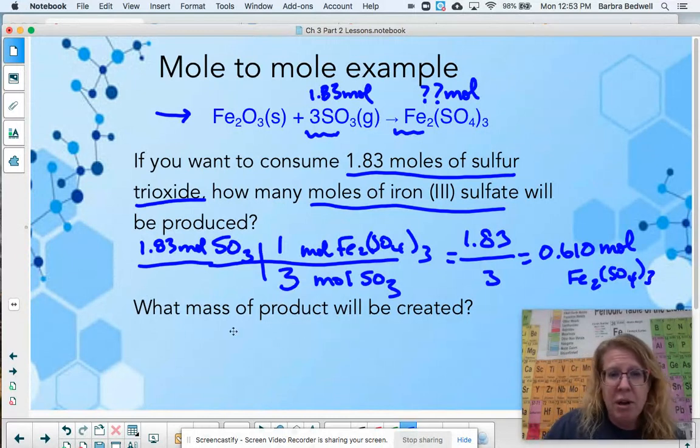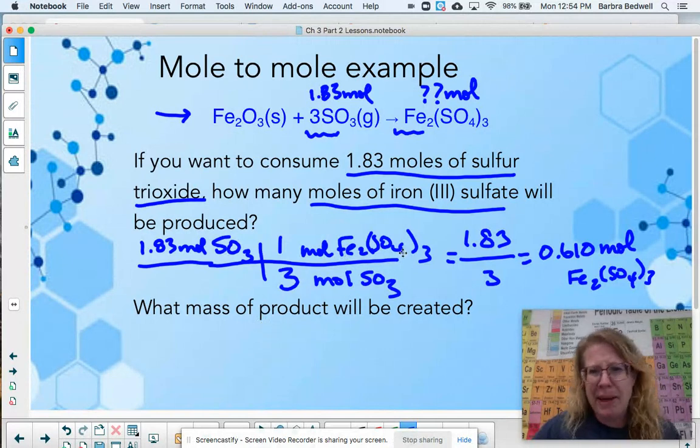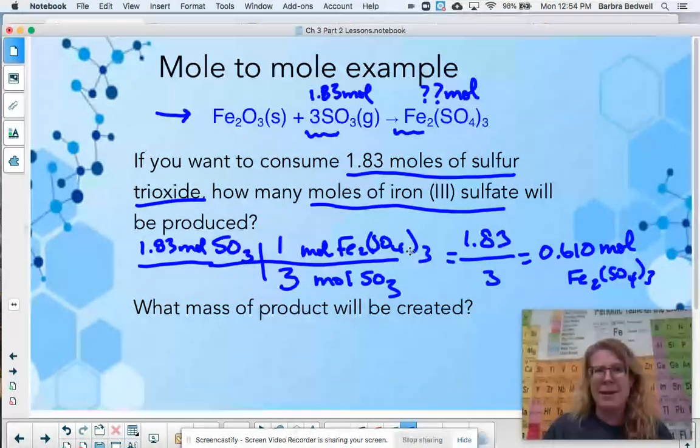So last one right here, what mass of product will be created? What mass? Wait, I haven't talked about mass yet. Okay, so think about the pound cake. Notice how when we did the pound cake, it was 1 pound of eggs, 1 pound of butter, 1 pound of sugar, 1 pound of whatever, and you made 1 pound cake. But I promise you that cake does not weigh 1 pound at the end. The law of conservation of mass says it doesn't. So there's something different going on.